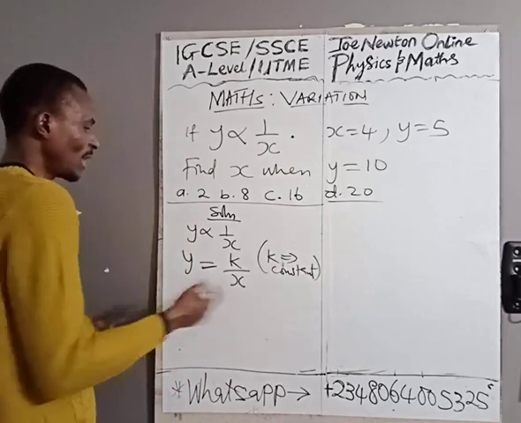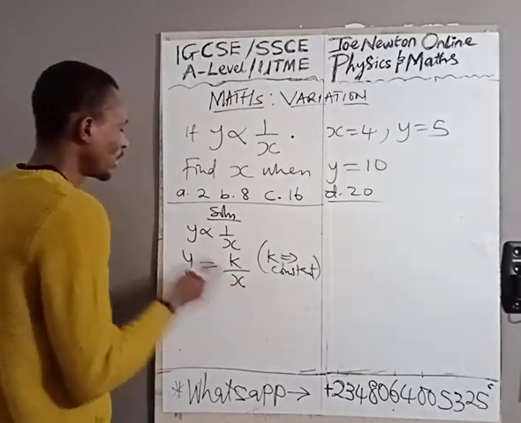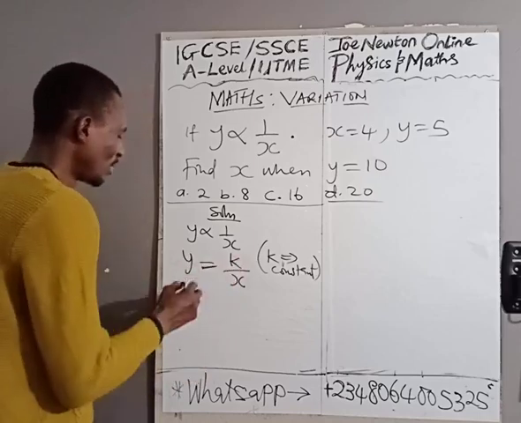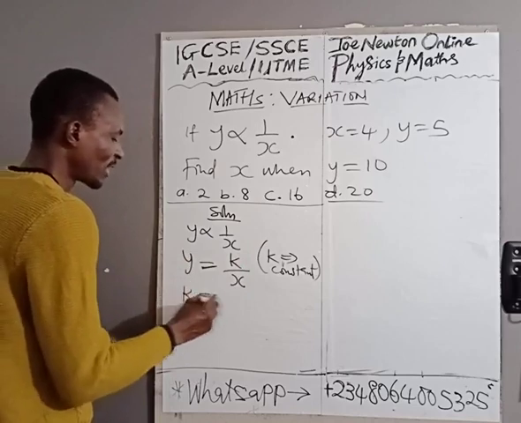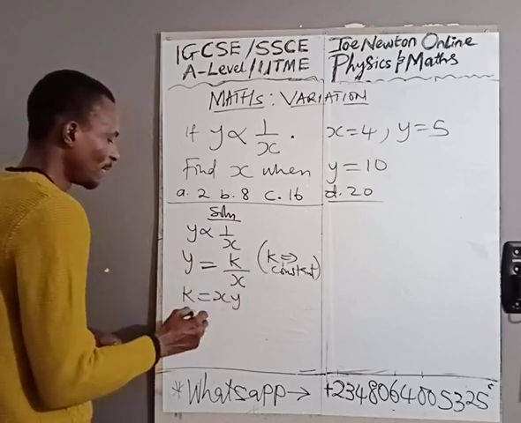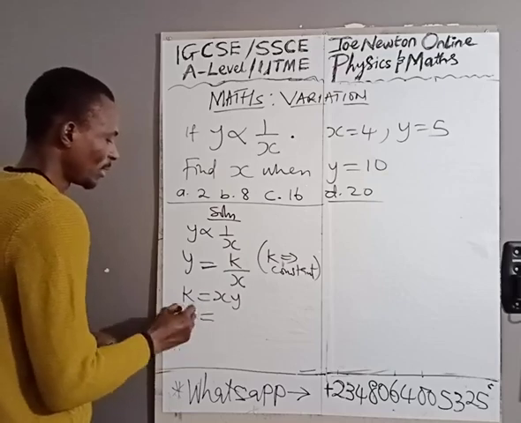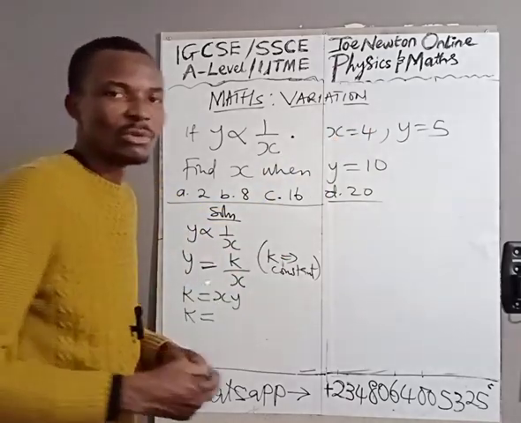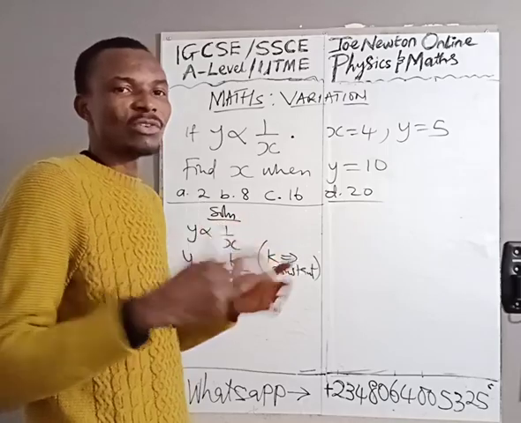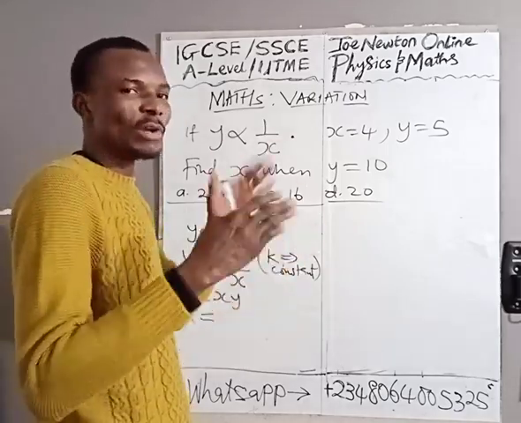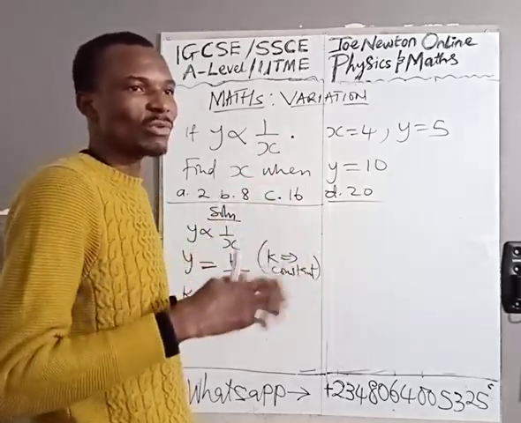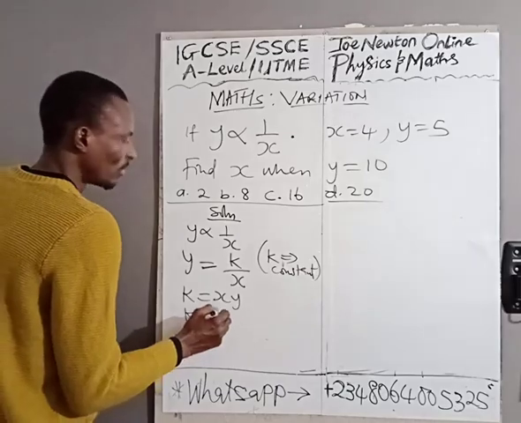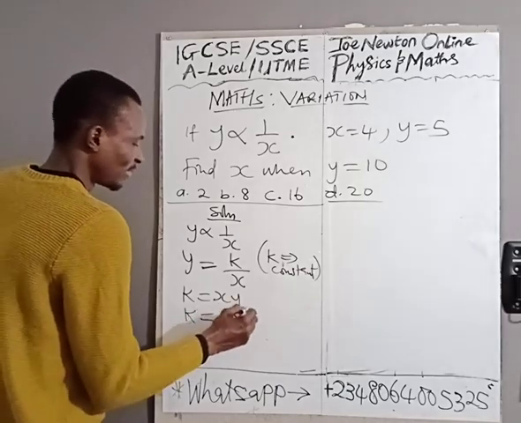Okay, now the rate of variation. So we now cross multiply to make k subject of the formula, so we're able to get a value of k. From this equation, k is equal to xy. Therefore, you use the first values given to you, the first complete pairs of values for x and y, the initial values, to determine the constant. So k is equal to 4 times 5.